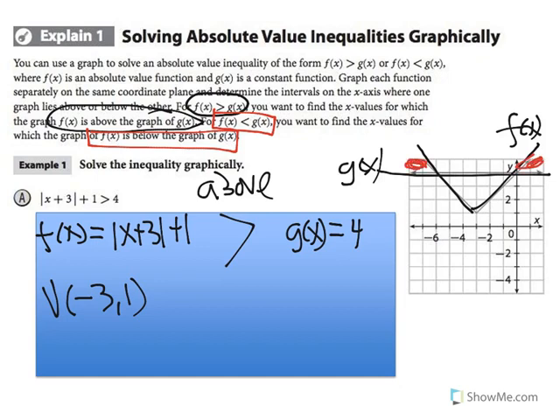They intersect at this point, so x is greater than 0, and we also see this point. So we use the word or: x is less than -6.